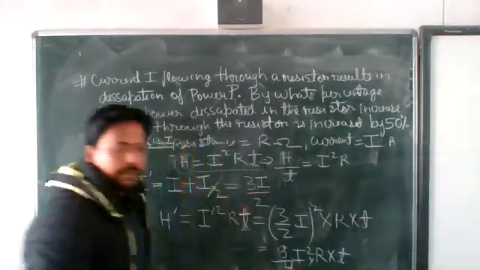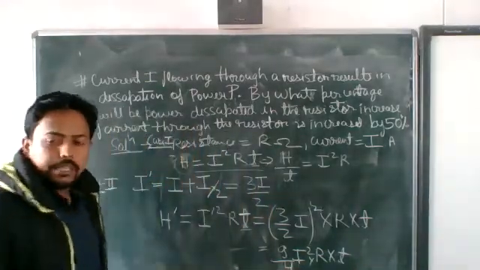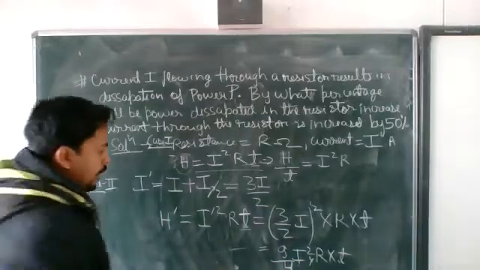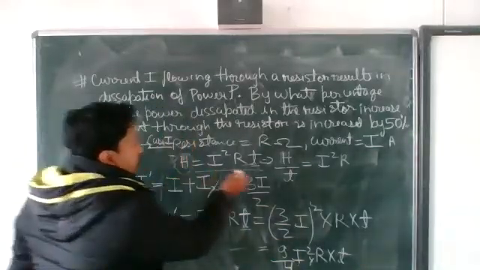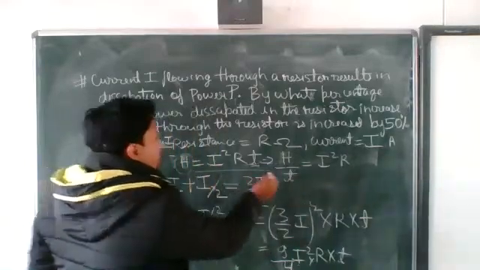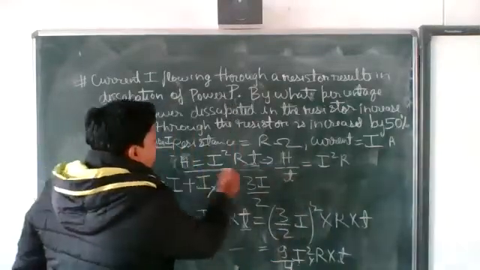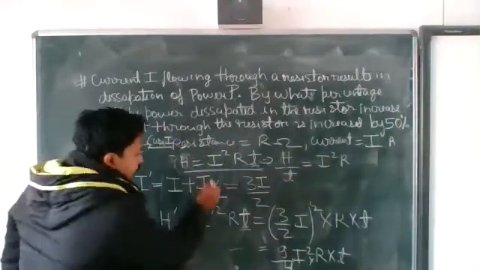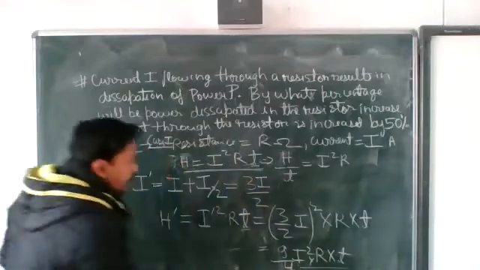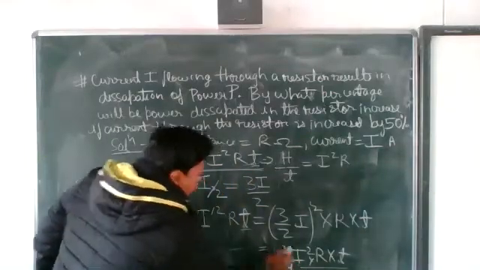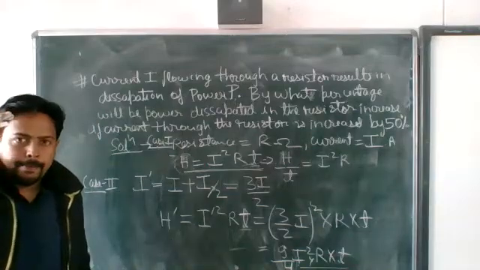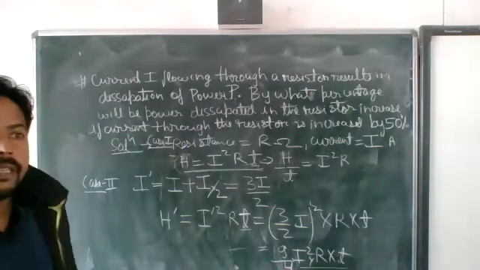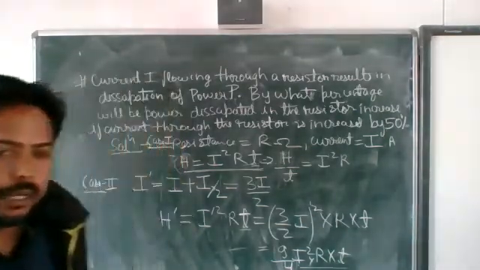That means 9/4, so there is some increment in that factor. This amount of heat, I square R into T, is less than this one, which is I square R into T times something greater than 1. 9 upon 4 is greater than 1. So what will be the increment in that power dissipation?